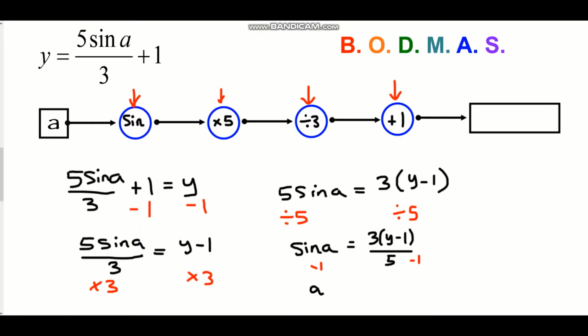A is equal to sine to the minus 1 of 3 lots of y minus 1 divided by 5. Again, if you don't want that double bracket in there, you can have 3y minus 3 on the top of that fraction, and that means you've not got a bracket sitting inside another bracket. But again, that is your final solution, just following those steps backwards towards your subject variable.